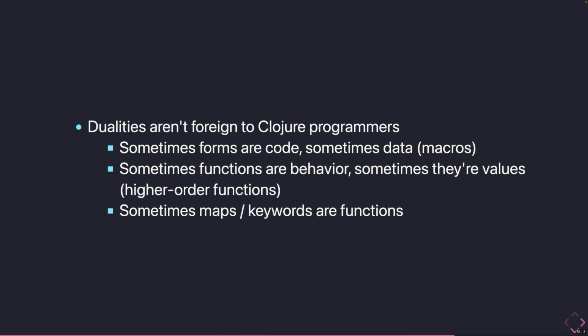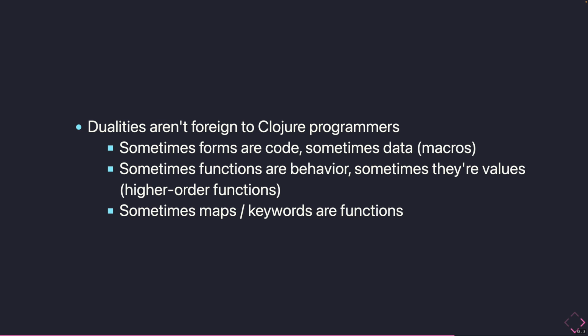I think these types of dualities where we think about things two different ways really aren't very foreign to Clojure programmers, right? When we're writing macros, sometimes we're thinking about the forms that we're processing as code, and sometimes we're thinking about them as data, and that comes pretty naturally to us. And similarly, when we're working with higher order functions, we're treating the functions we receive just like opaque values. Sometimes we're treating functions as behavior.